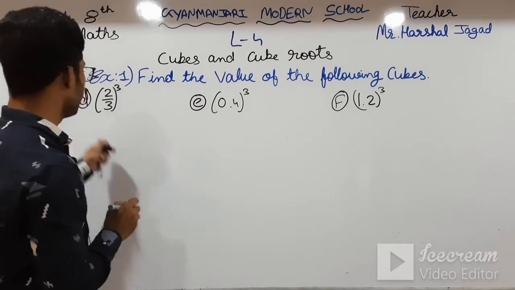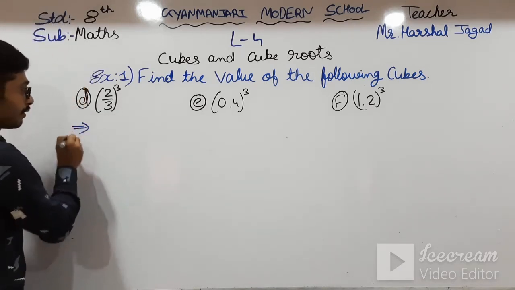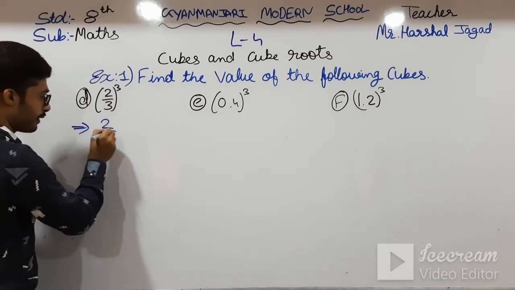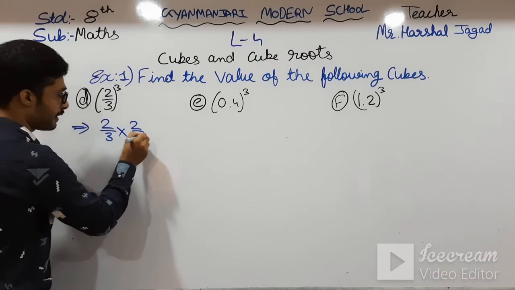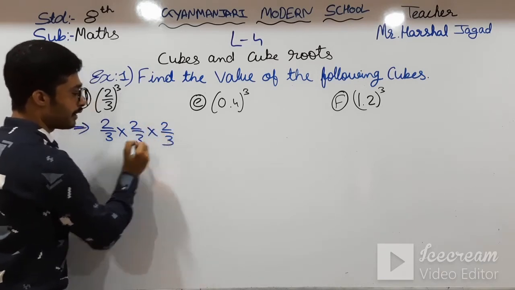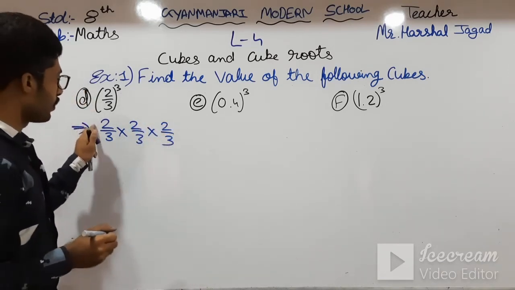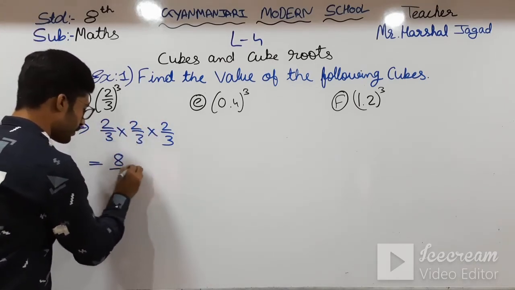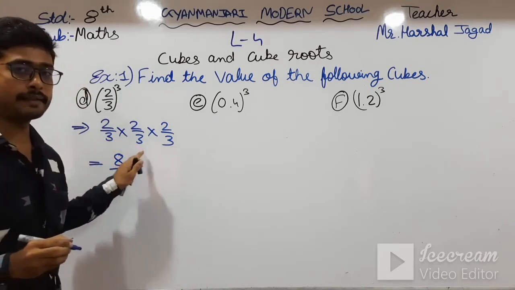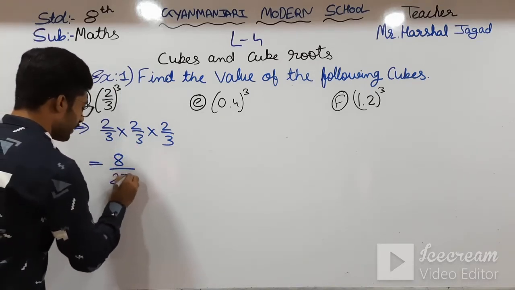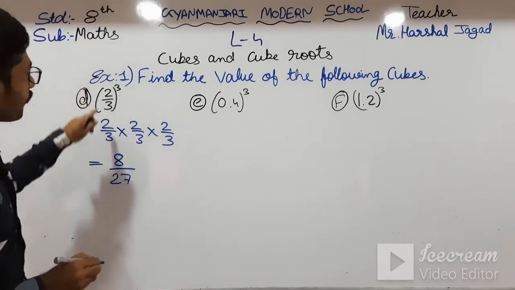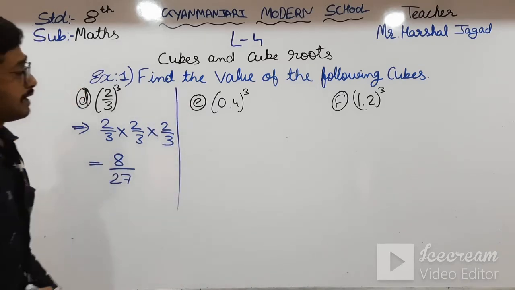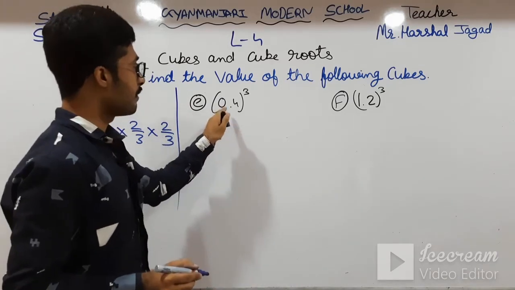So first we will take this one, that is, what will be the cube of 2 by 3, that is 2 by 3 into 2 by 3 into 2 by 3. So what we will do? 2 into 2, 4, 4 twos are 8. Okay students, and 3 threes are 9, 9 threes are 27. So this is the cube of 2 by 3, that is 8 by 27.